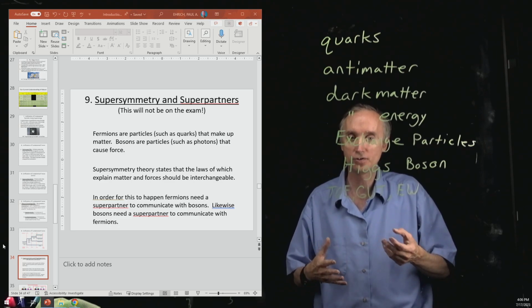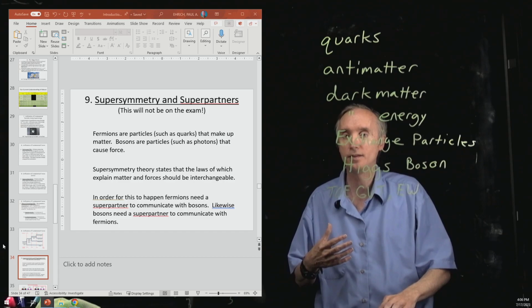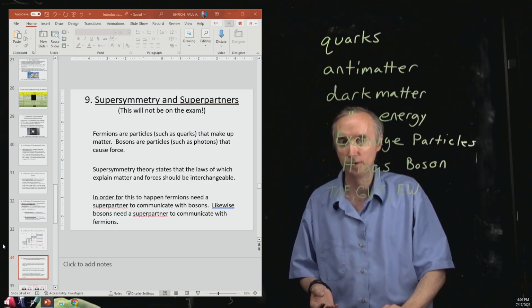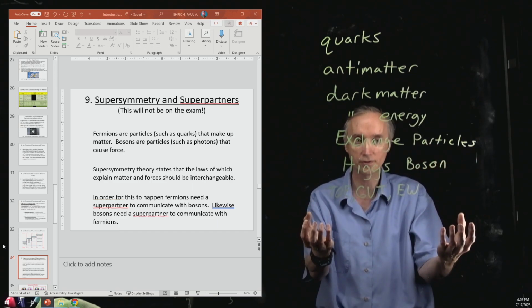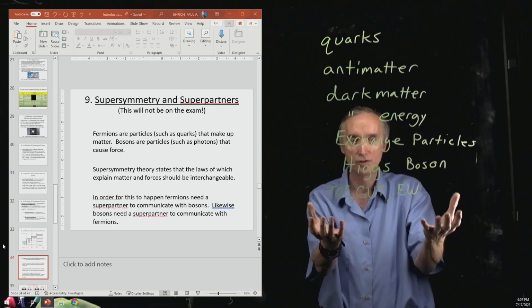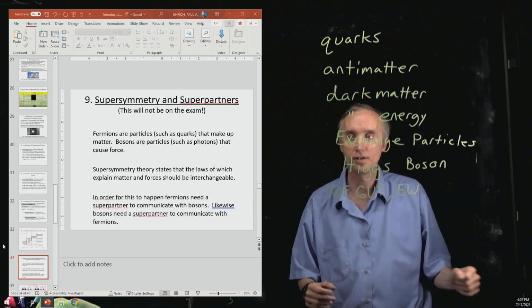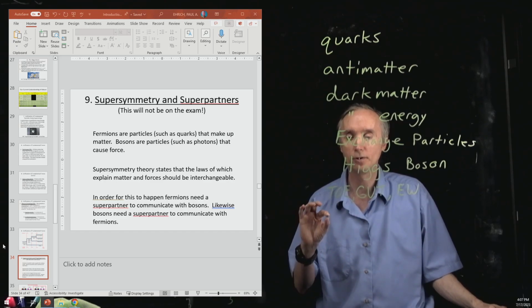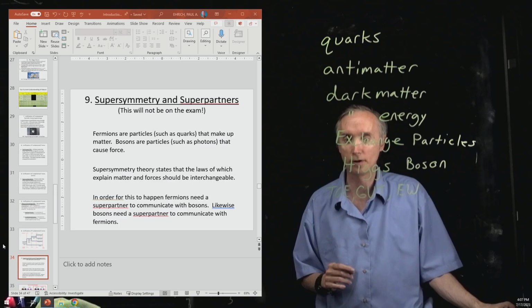Well, according to our current understanding, there's a communication problem between fermions and bosons. They have a difficult time communicating with each other. So how do they interact with each other? So this is where a superpartner comes in. We need to have a superpartner.